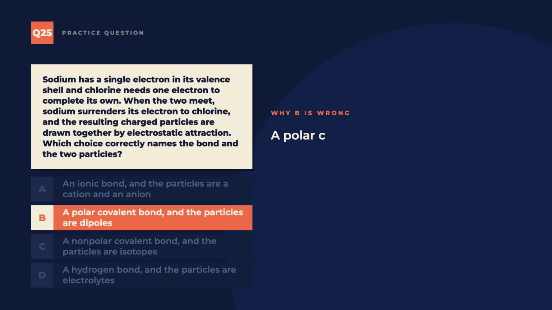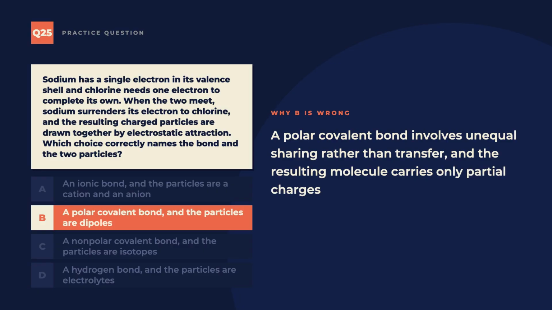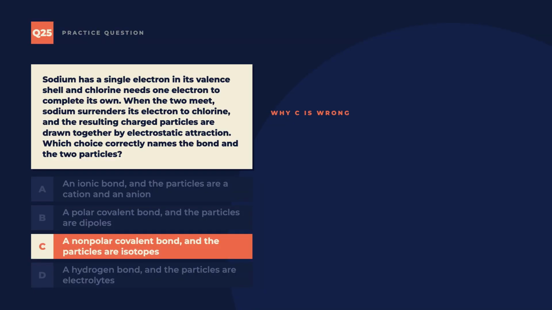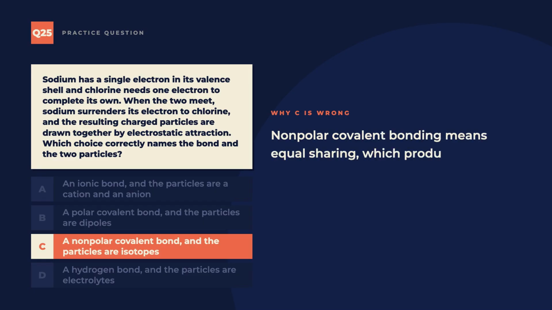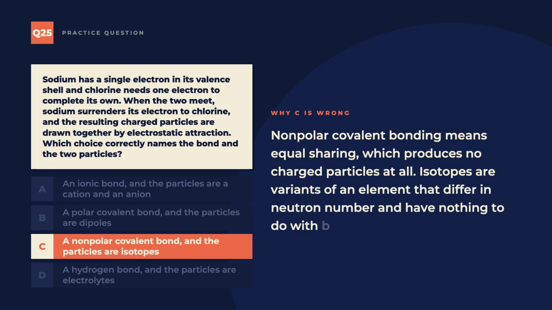B is wrong because a polar covalent bond involves unequal sharing rather than transfer, and the resulting molecule carries only partial charges. Dipoles are molecules with uneven charge distribution, not fully charged particles. C is wrong because nonpolar covalent bonding means equal sharing, which produces no charged particles at all. Isotopes are variants of an element that differ in neutron number and have nothing to do with bonding.